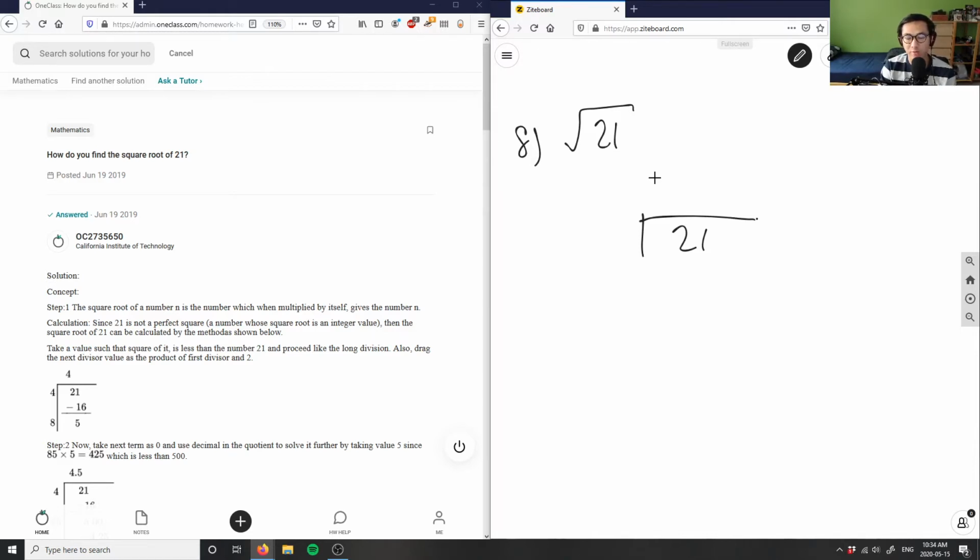5 squared would be 25, which goes over, which means 4 squared is my only answer here. So 4 squared here would give me 16. 21 minus 16 here equals 5. I would add 2 zeros here, and then I'm going to double my answer here. So I'm going to have an 8 here. And now it's asking us 8 times 8, and what value will give me 500.